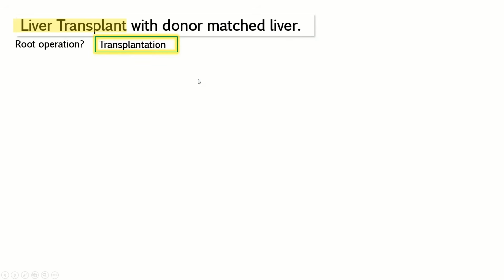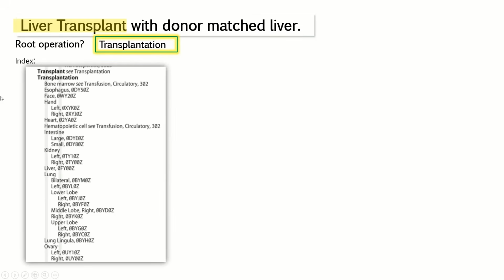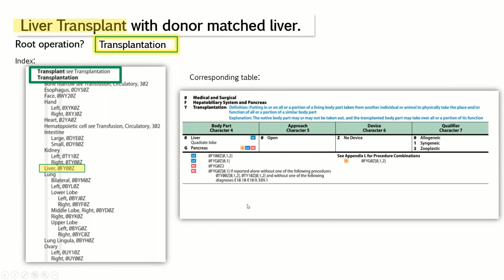So let's go to the index. And if you see right here, if you just looked up transplant, it would tell you to see transplantation, which is below it, and transplantation of what? The liver. And look at this, it gives us 6 characters. 0FY00Z. So let's go to the 0FY corresponding table.